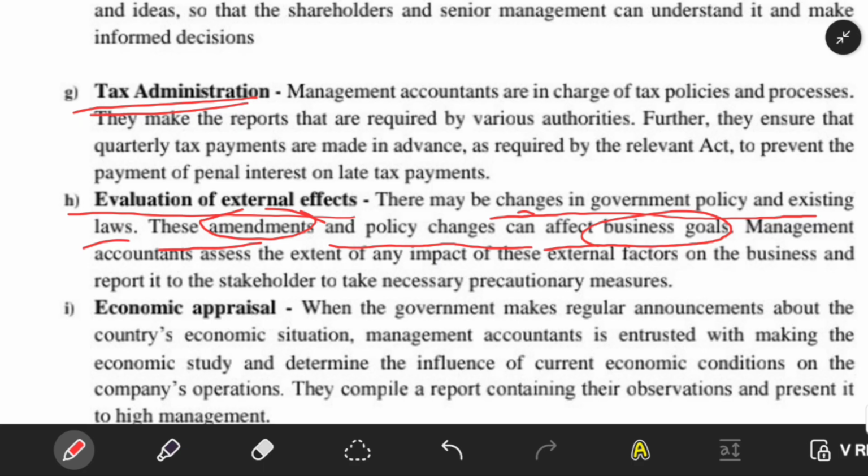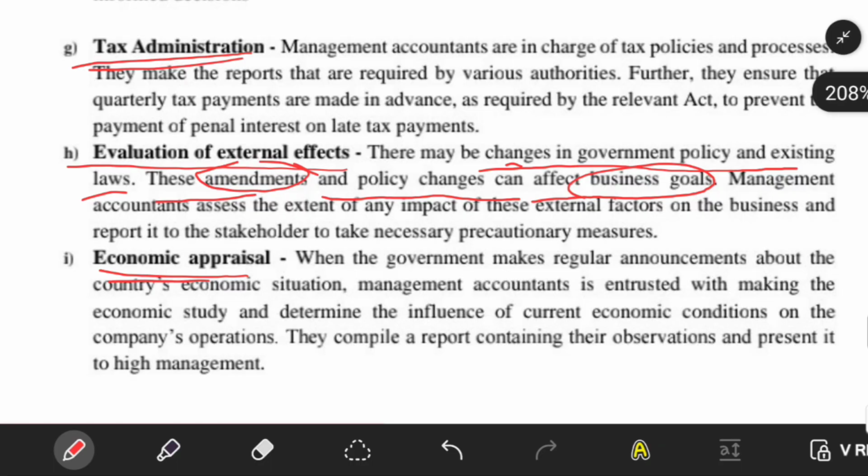Next is economic appraisal. They keep an eye on the economy, like inflation, interest rate, government budget, etc. So they prepare reports and tell the management how such economic changes may affect the business, and this helps the company to take timely precautions. Okay, so all these are traditional roles and the basic behind the scenes work of a management accountant to help the managers for planning, controlling, and success of the business.